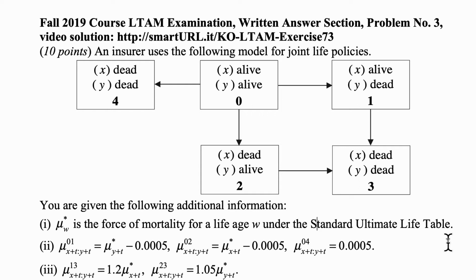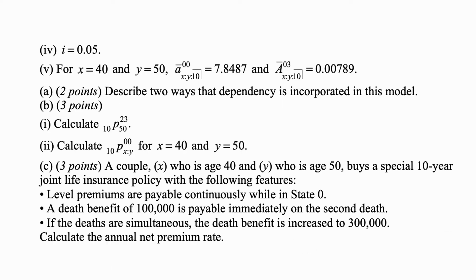And mu X plus T colon Y plus T 23 is 1.05 times the force of mortality at age Y plus T from the standard ultimate life table. The interest rate is 5%, and that's of course the interest rate in the standard ultimate life table. For X equal to 40 and Y equal to 50, A bar X colon Y colon angle 10 0 0, so the annuity paid starting in State 0 and paid while in State 0, its actuarial present value is 7.8487, and A bar X colon Y colon angle 10 03 is 0.00789.